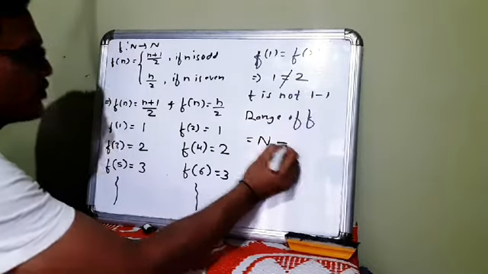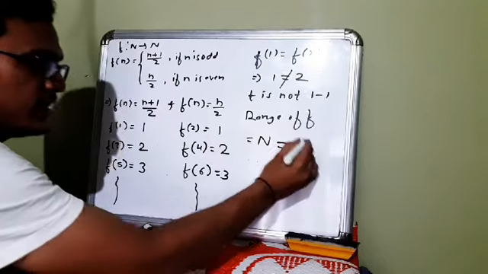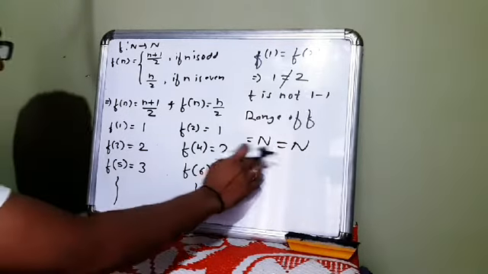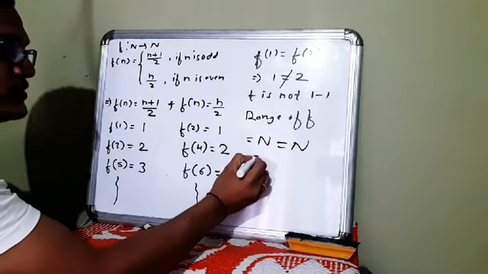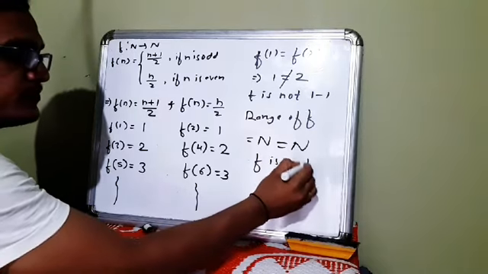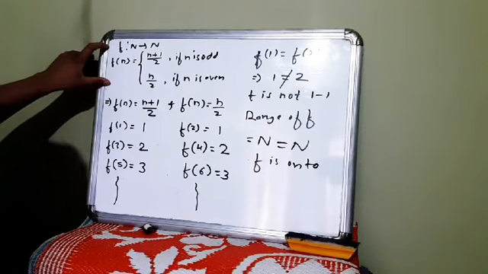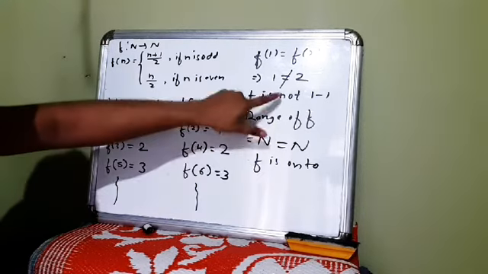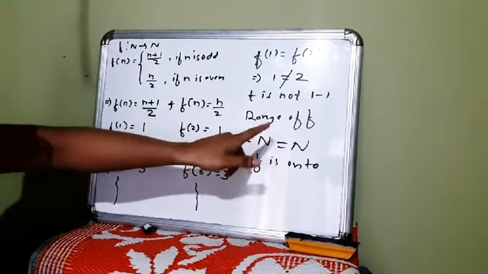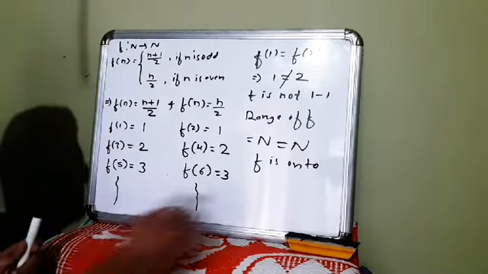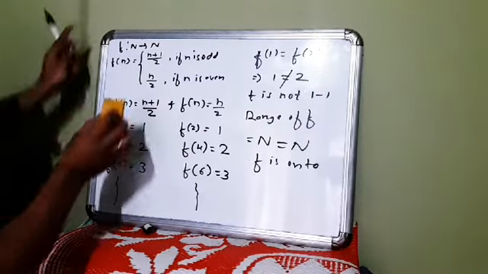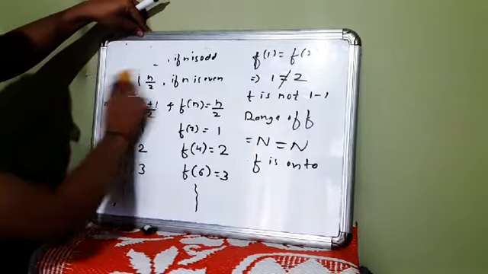Okay. But what is your codomain? The codomain is also N. So N is equal to N, means range is equal to codomain. Therefore f is onto. So this given function is onto but not one-one. Okay. So this is the solution here. So let us take one more question.